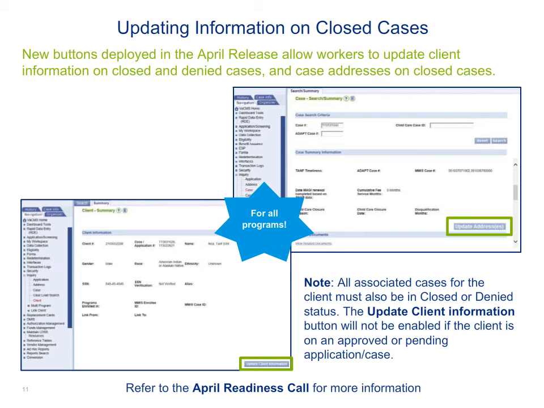So a note on this, that all associated cases for the client must also be in closed or denied status. The Update Client Information button will not be enabled if the client is on an approved or pending application case. Again, you can refer back to the April readiness call for more information about this. But if you do end up finding a client that you need to fix information on that is on an approved or pending case, you will need to work with that other local agency to resolve the discrepancy.